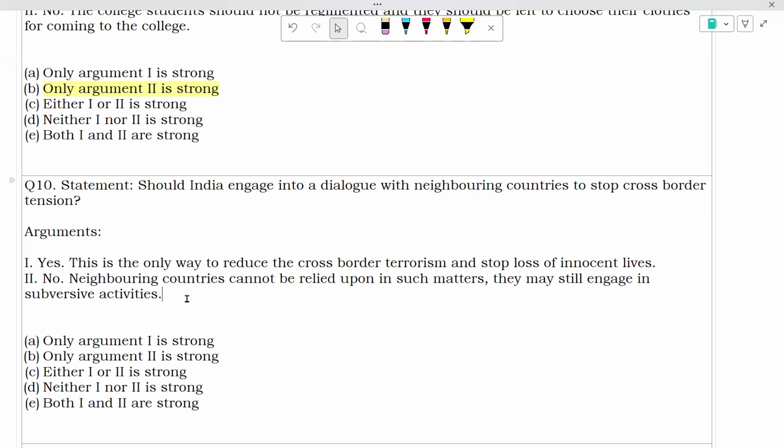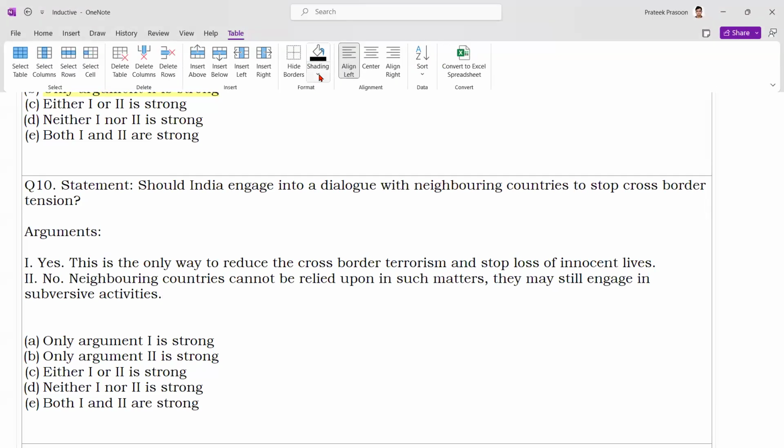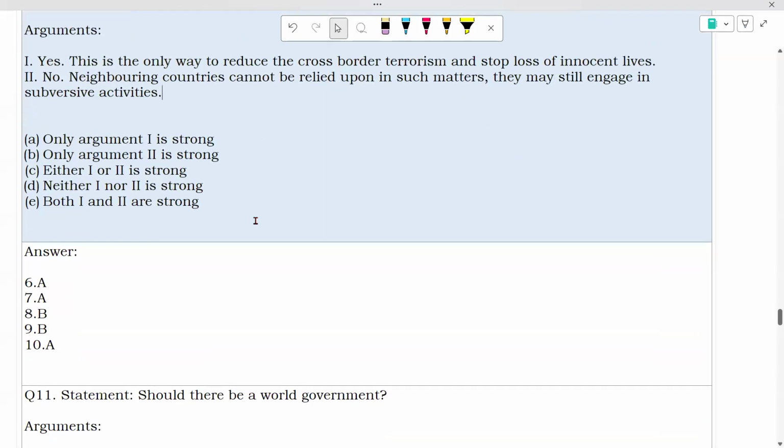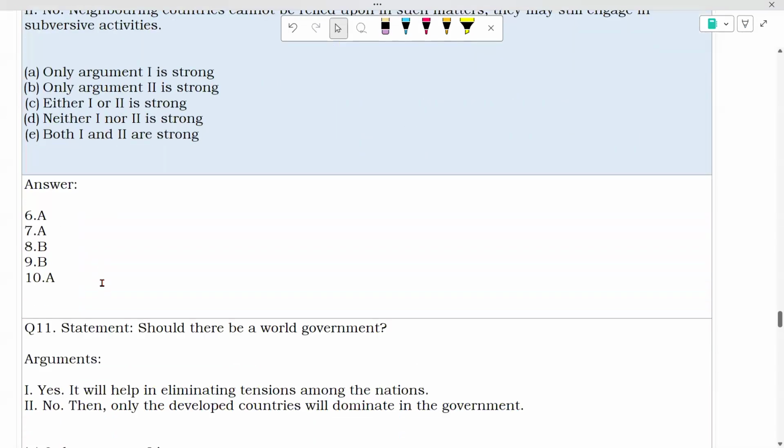And no, neighboring countries cannot be relied upon in such matters. They may still engage in such activities. Apart from this phrase "may still engage", if it had said, no, the neighboring countries cannot be relied upon, because in the past also we have tried talking to them, but every time they have betrayed us, or something like that, then it would have been a very strong argument. So I will not stop here. I will mark it as a question which can have multiple views. We don't have to see the answer and go for it.